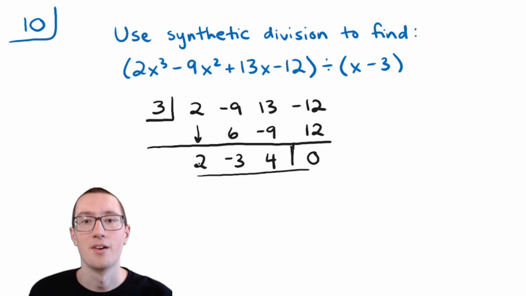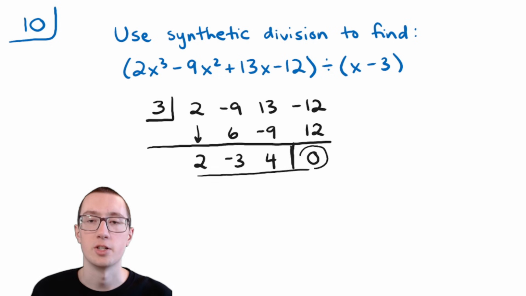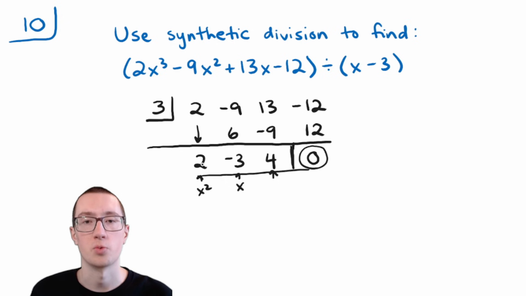But how do we use these? Well, remember, this is going to be our remainder, but we don't have a remainder here, so we're not going to worry about that. This number here is going to be by itself. This number is going to be the x term. This is going to be x squared. And so on. If we had a number here, that would be x to the third. So let's go ahead and write our final equation. We're going to have 2x squared minus 3x plus 4.